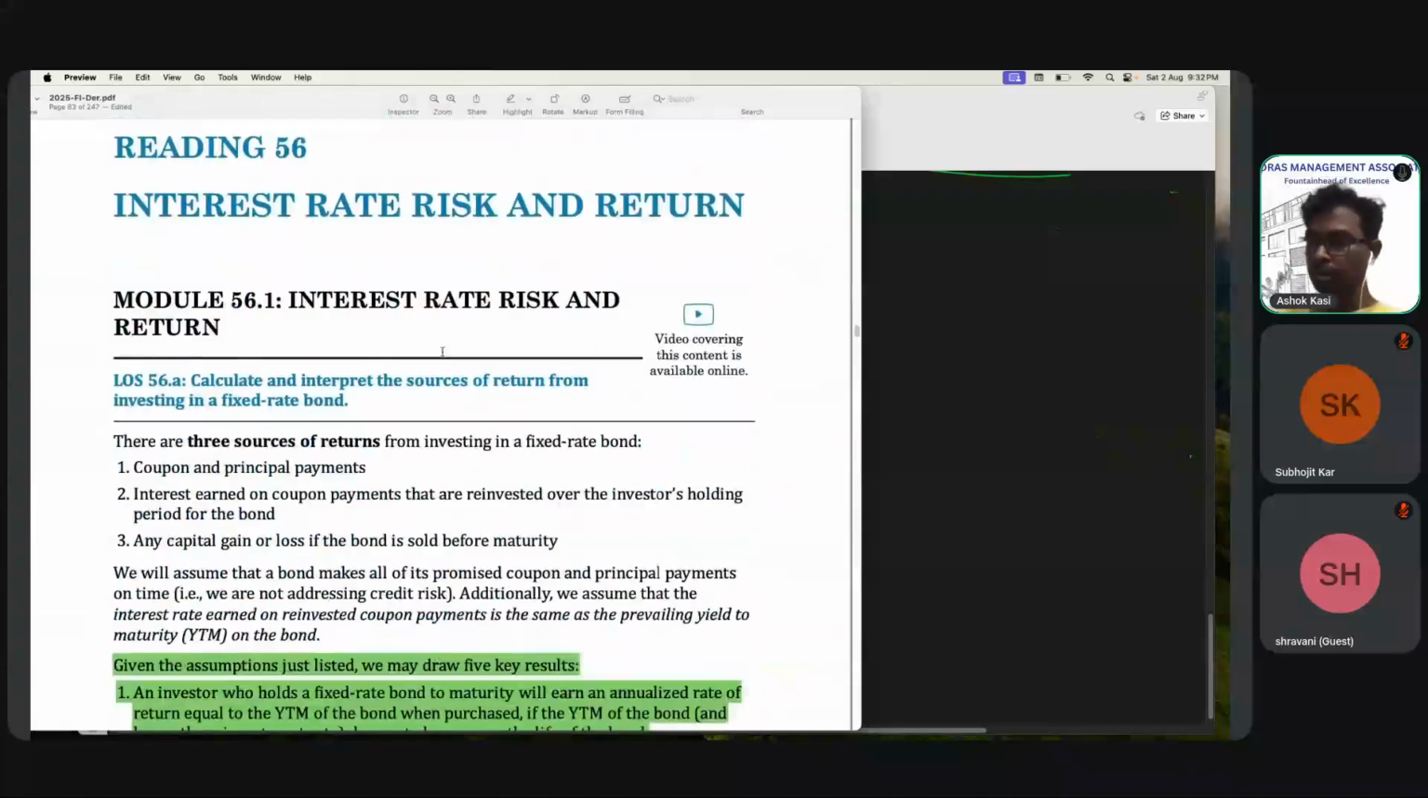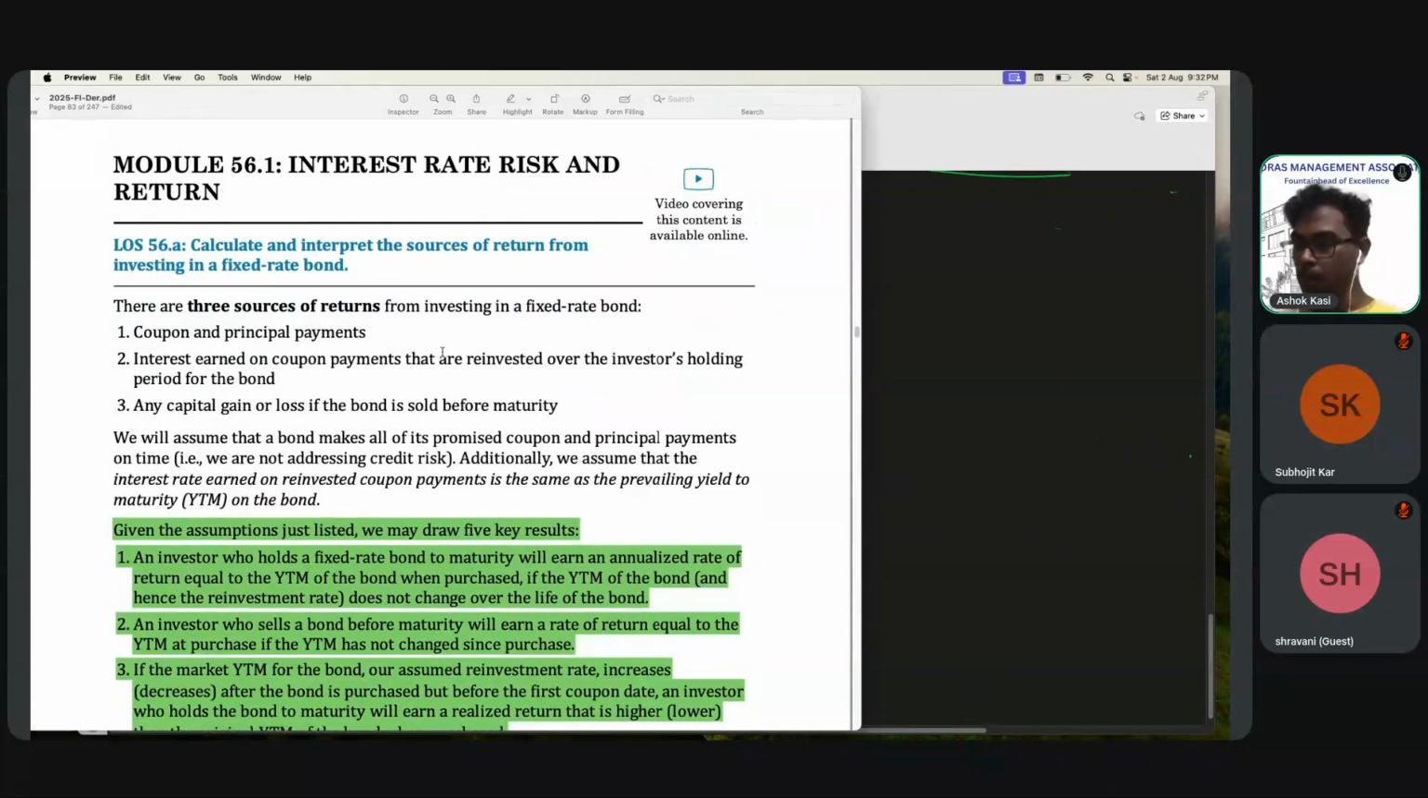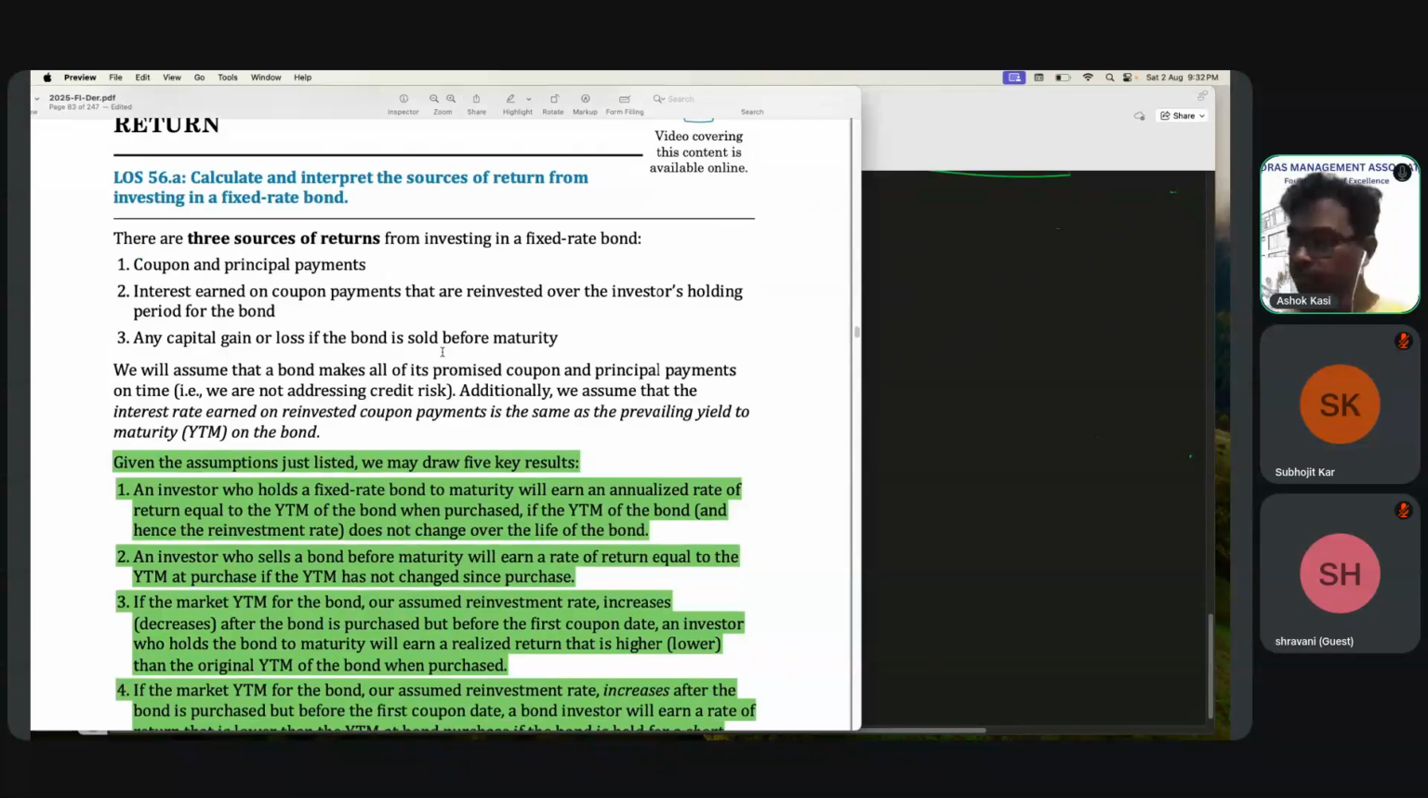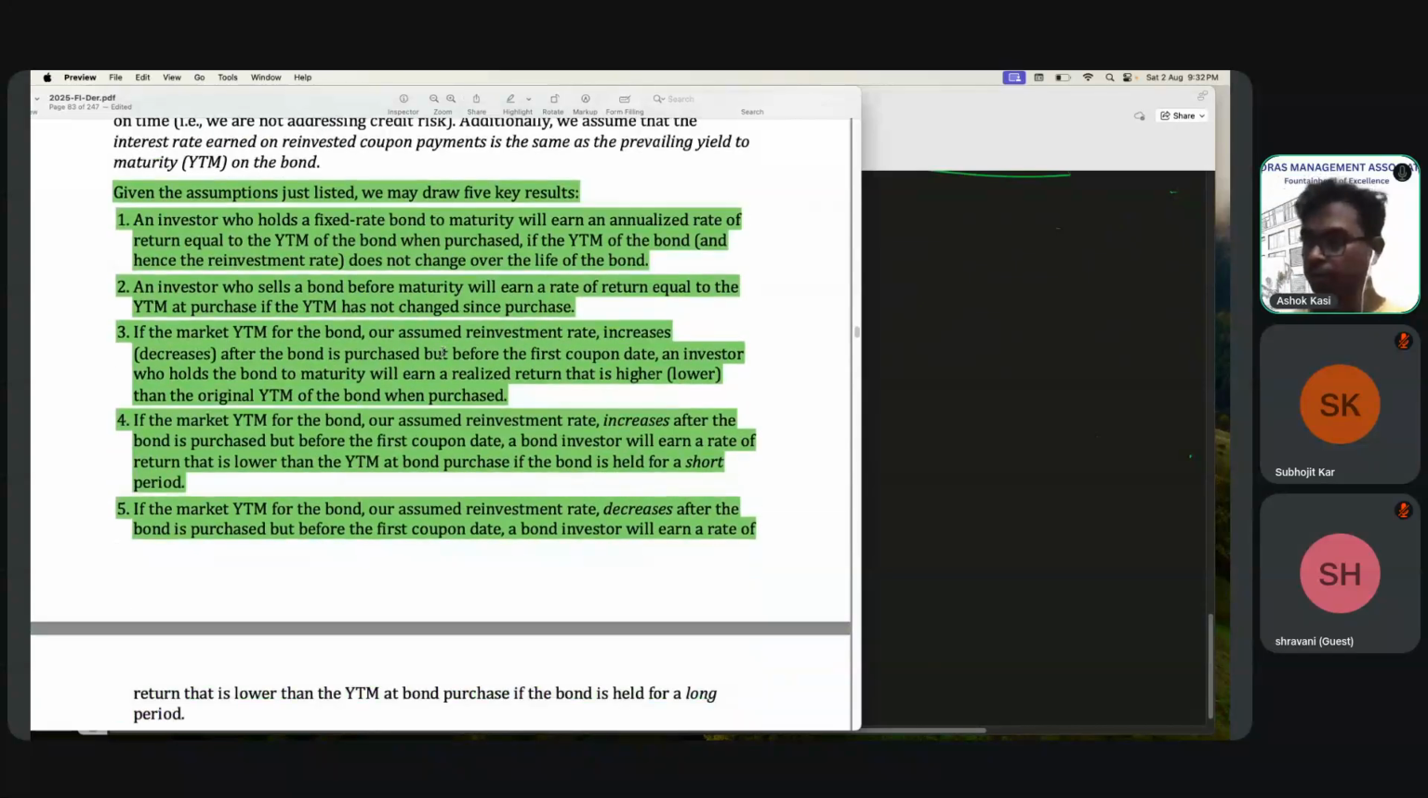The next one, reading 56, interest rate, risk and return. This is a very, very important one now. These 5 points you need to know.